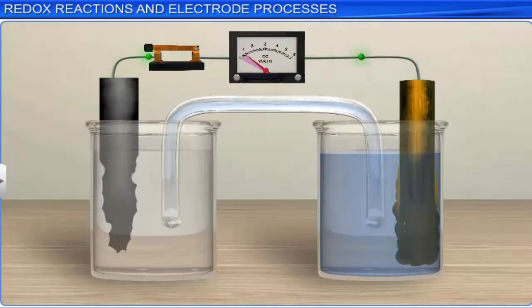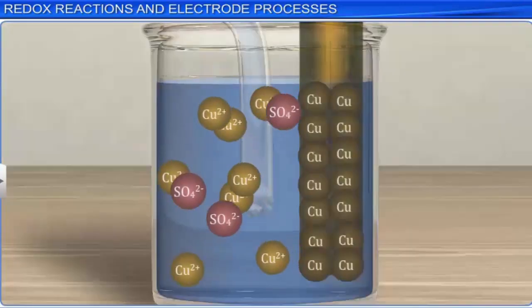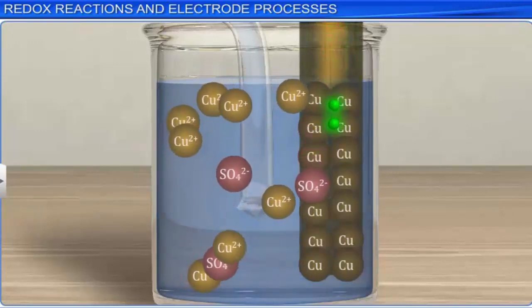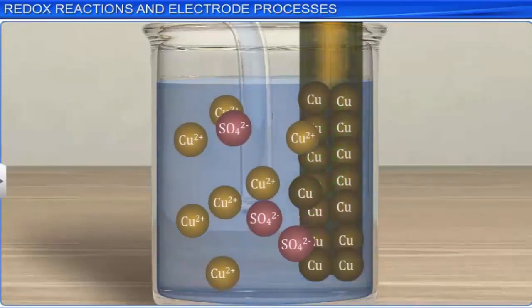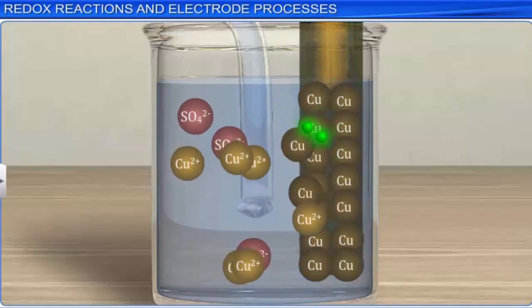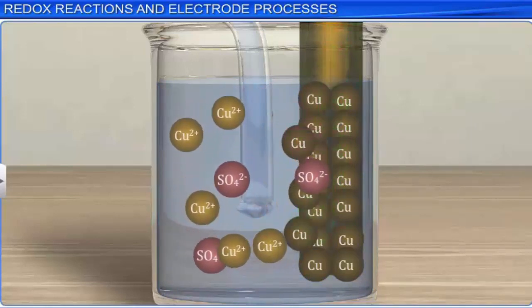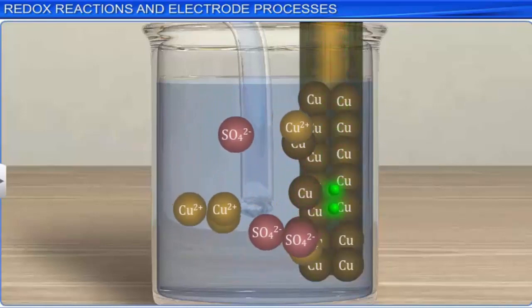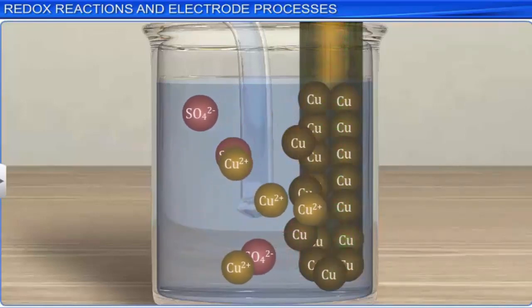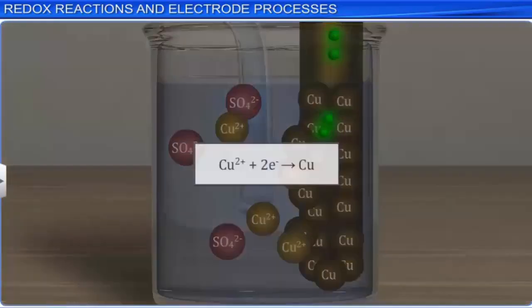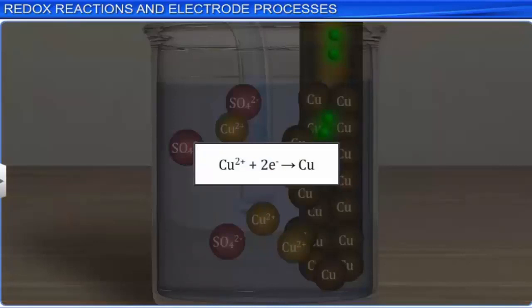When the electrons lost by zinc reach the copper rod, they combine with the copper 2+ ions to form neutral copper atoms, which get deposited on the copper rod. The equation for this reaction can be expressed as: copper 2+ ions gain 2 electrons and form copper metal.